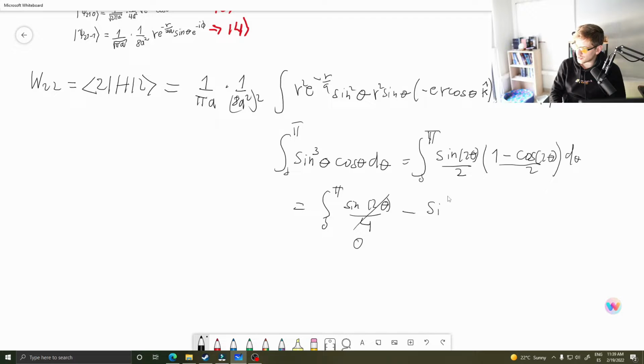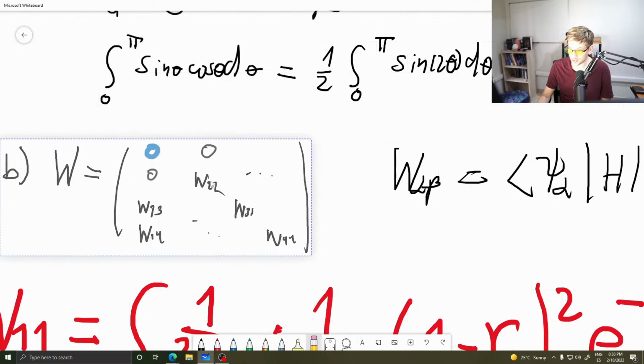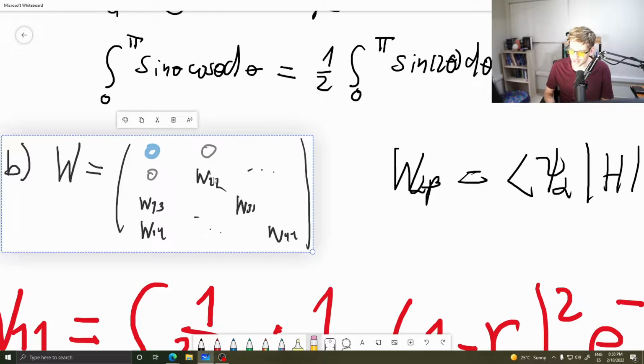Now the second one will be sine of 2 theta times cosine 2 theta, which is actually then going to be sine of 4 theta over 8. And we integrate this, and once again, it's the same. So this time we're going to be going twice through the entirety of sine, but it's simply going to be twice 0, right? So this is 0 as well. So W22 is 0. So the W matrix is ending up quite zero-y, right? There's a lot of zeros. We like that.